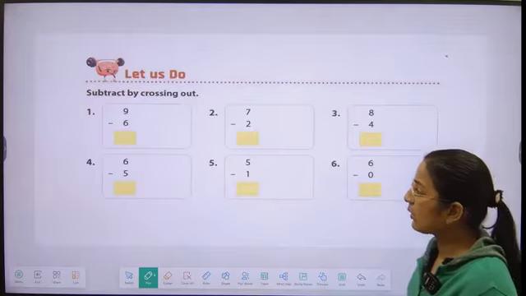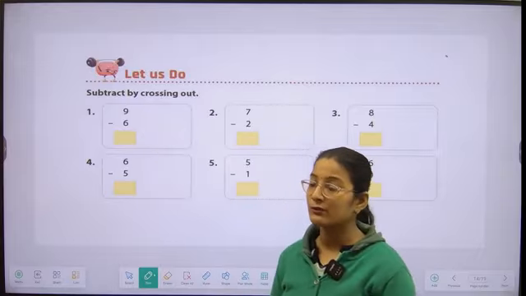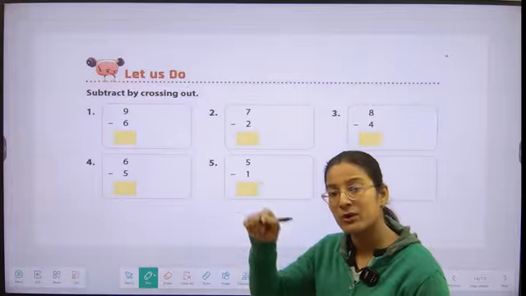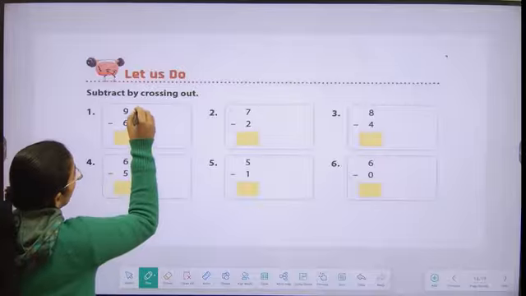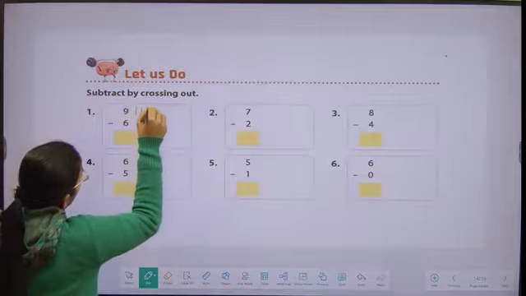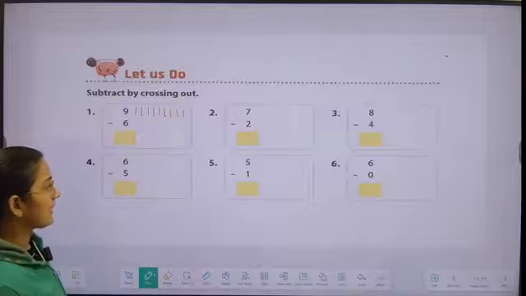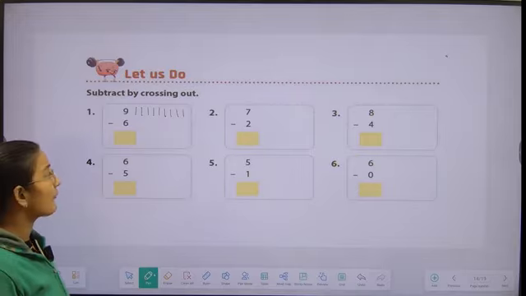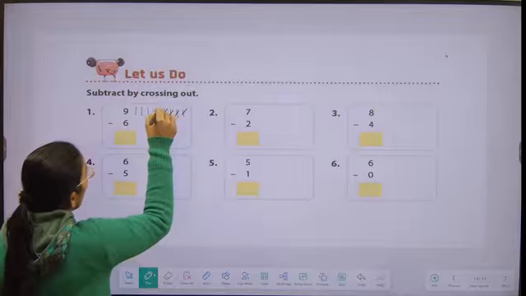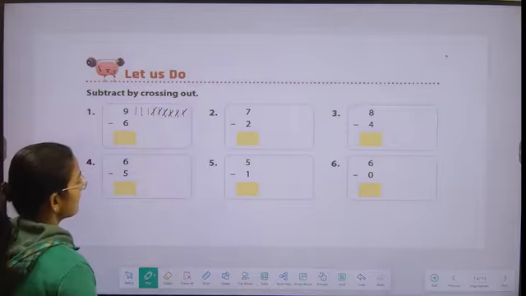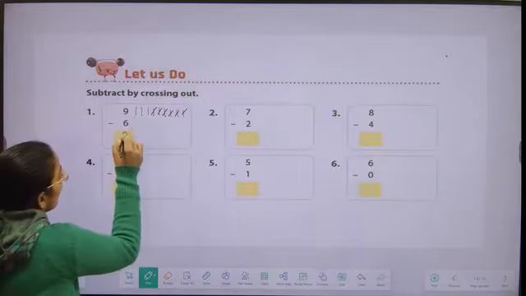Let's do the next one. What do we have to do? Subtract by crossing out. We have to subtract with the help of crossing them. So first we have to make the 9 lines. Let's do it with me. 1, 2, 3, 4, 5, 6, 7, 8, 9. Out of these 9 lines, how many do we have to cross? We have to cross 6 lines. Start doing with me. 1, 2, 3, 4, 5, 6. After crossing 6 lines, how many am I having left? 3. 1, 2, 3. So we have to write 3 over here.